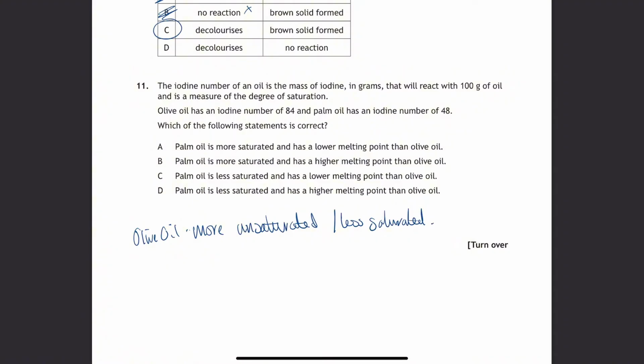So if we look down the answers then, palm oil is more saturated, so that is true because the olive oil is less saturated. But if it's more saturated, it would have a higher melting point. So that one's not true. Palm oil is more saturated and has a higher melting point than olive oil. So that is the true statement. But if we go through the other ones, palm oil is less saturated. Well, we know that's not true because we've identified that olive oil is. And then again, the same for the D.